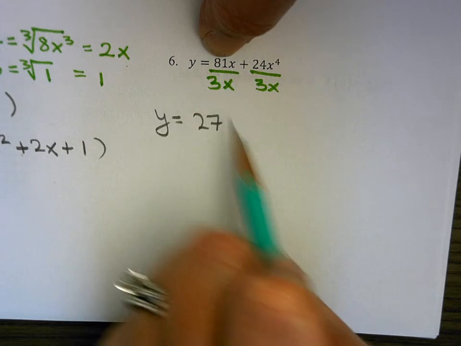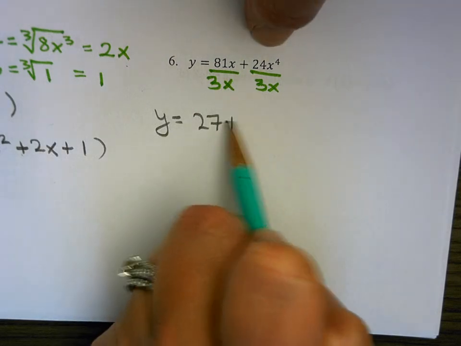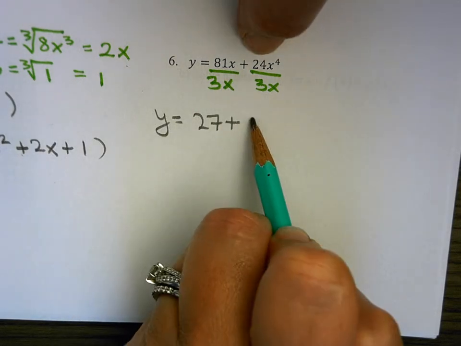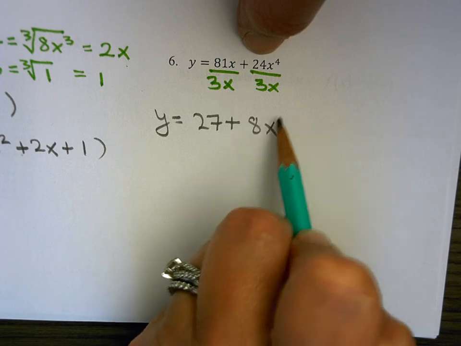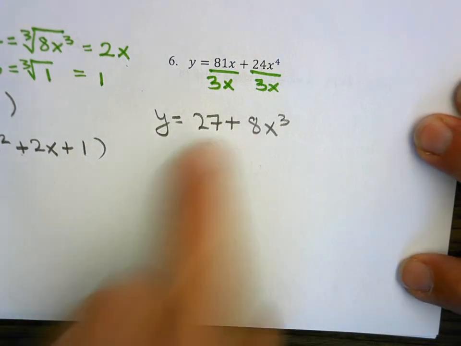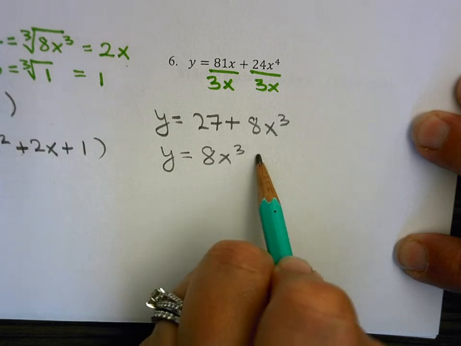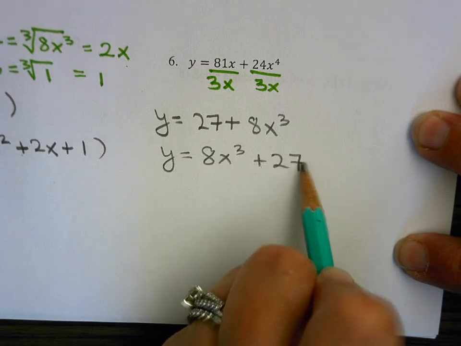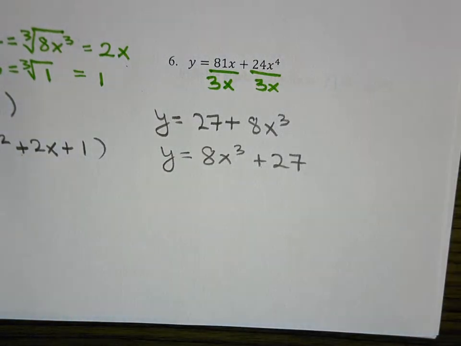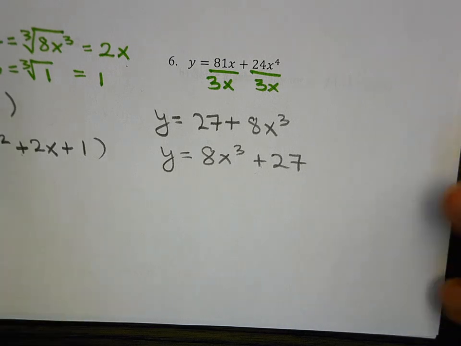x's of course cancel, and then plus 24 divided by 3 is 8, and then x cubed. And then this is an addition problem, so I'm just going to flip it around just to get that variable first. If it was a subtraction, I would have left it, but addition is commutative, so I can just flip-flop it.